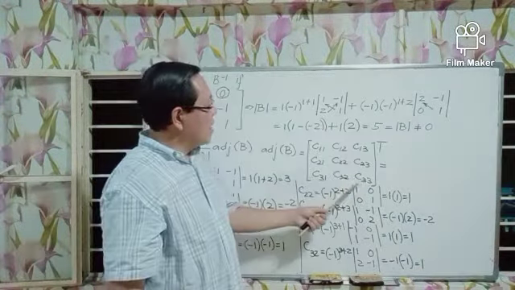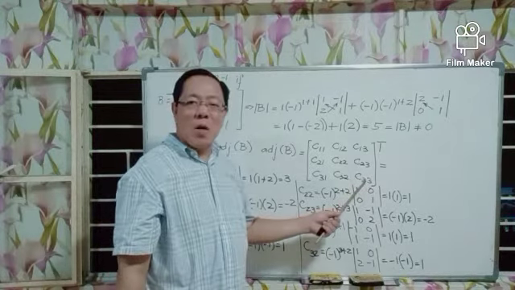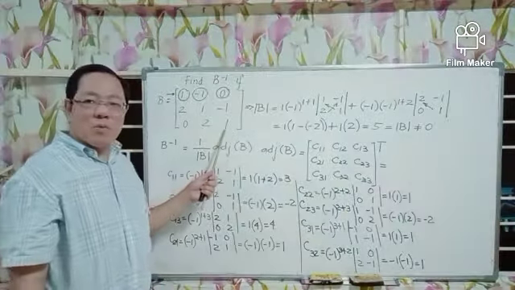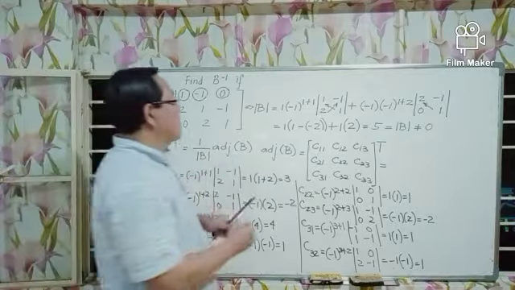And finally, we find the cofactor of the element in the third row and third column. That's the last row and last column of matrix B. And that element is 1. We find the cofactor of 1 denoted by C sub 3, 3.